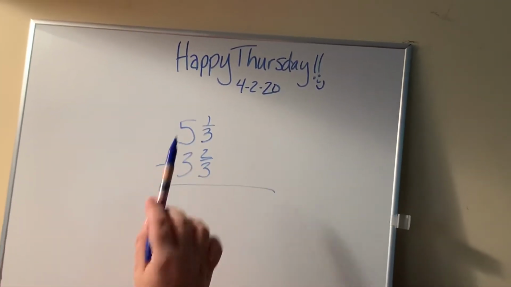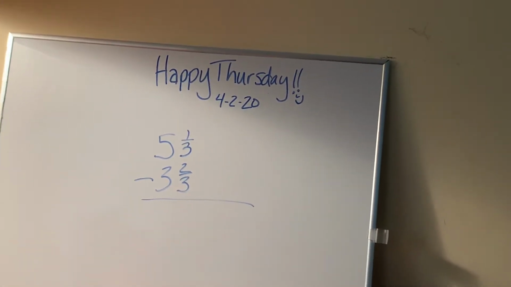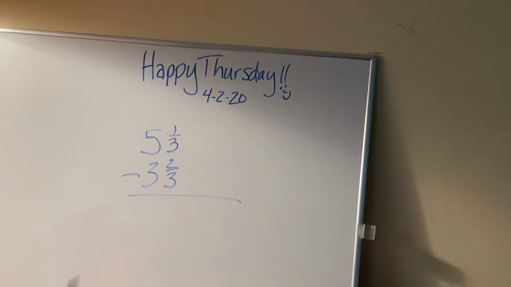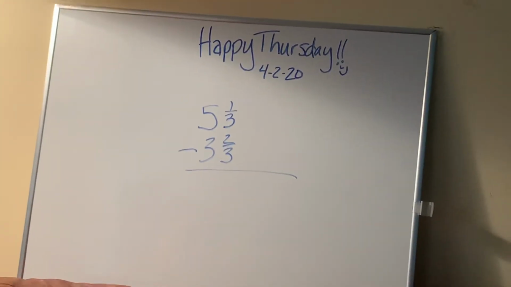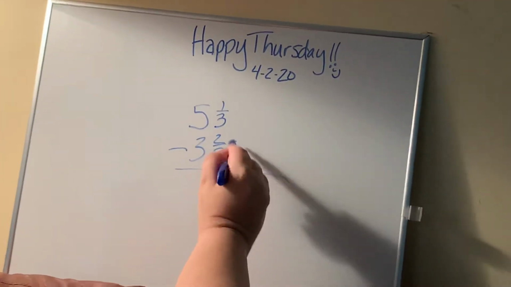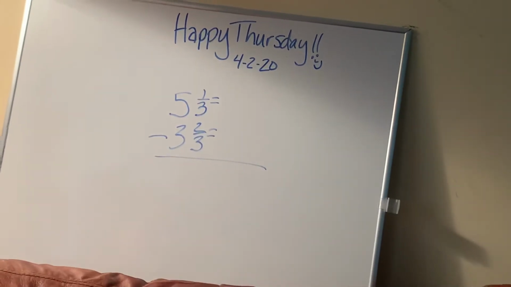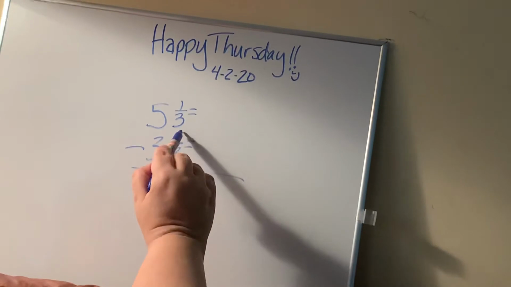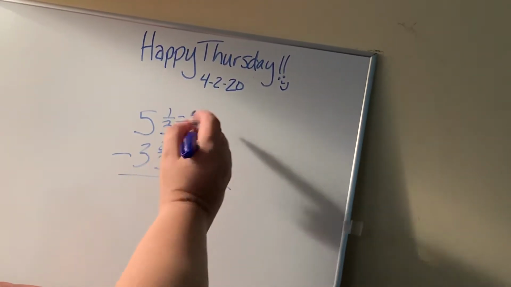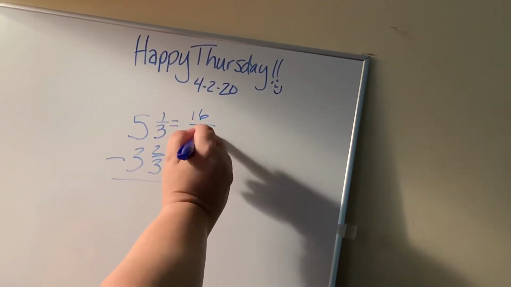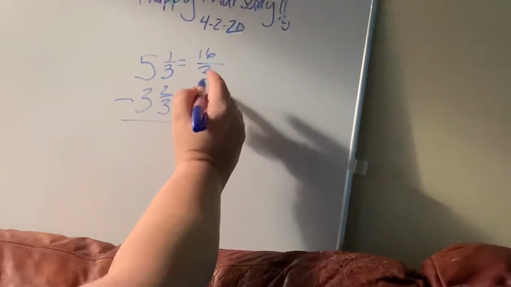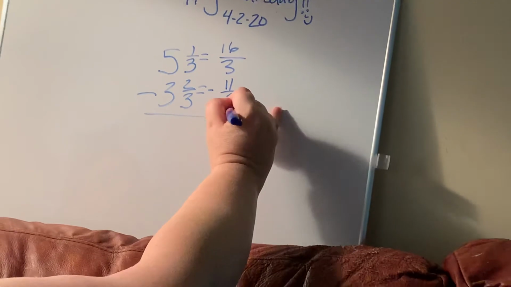Can you take 2 away from 1? No, you cannot. So we are going to have to either regroup them, or we're going to have to change them to improper fractions. I'm going to show you how to do it with changing it to improper fractions first. So again, we go in a circle. 3 times 5 is 15, plus 1 more is 16/3. 3 times 3 is 9, plus 2 more is 11.